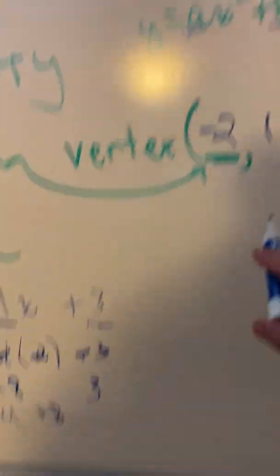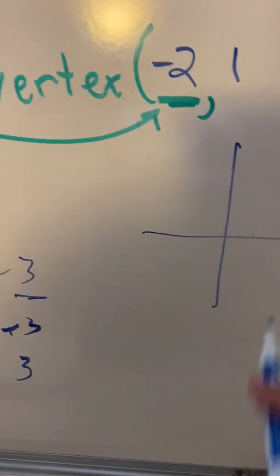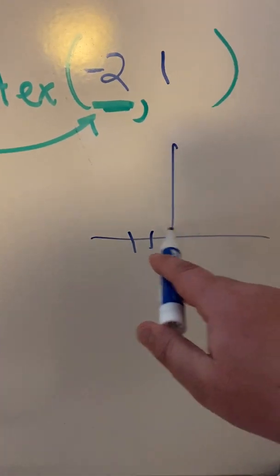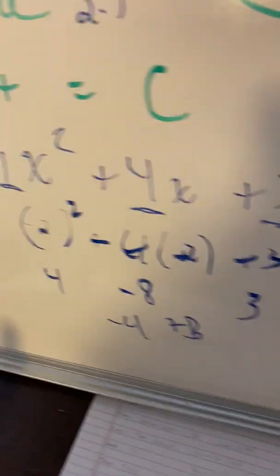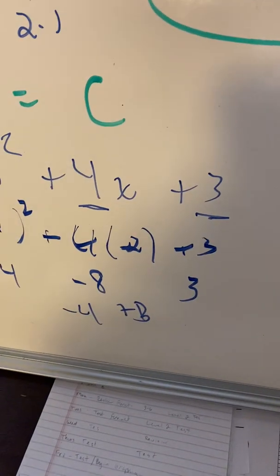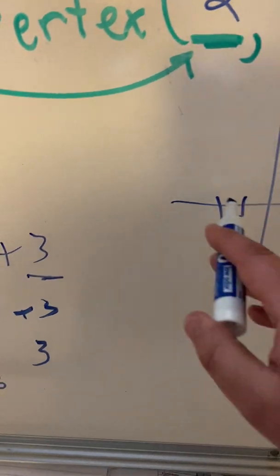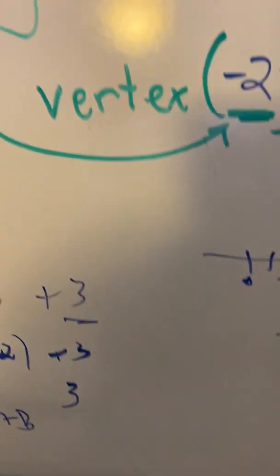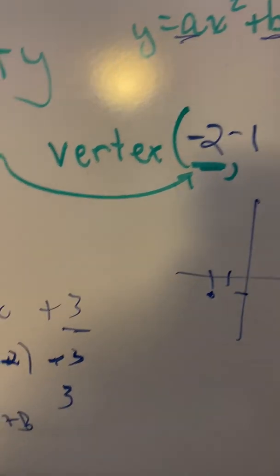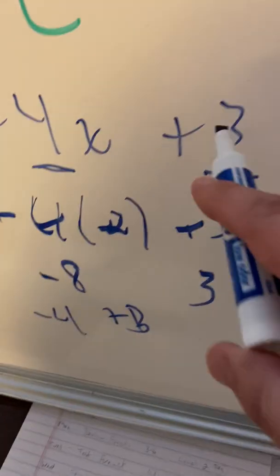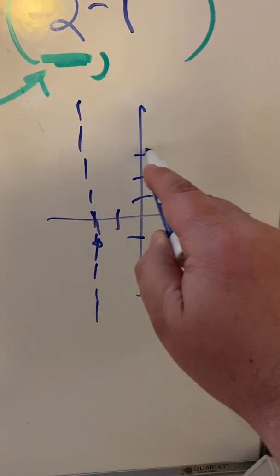And I know now, if I was to just draw a basic little graph, I know that my vertex is negative 2, 1, back 2, up 1. Is it up 1? Or is it a negative 1? It should be negative 2, negative 1, sorry. Back 2, down 1. That's my vertex. My axis of symmetry is right here, and my y-intercept is c, which is 3. So I know it's boom, boom, boom right there.